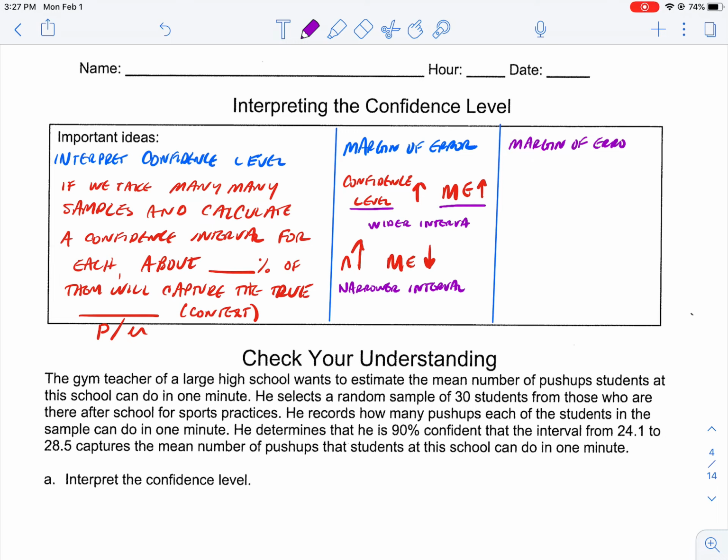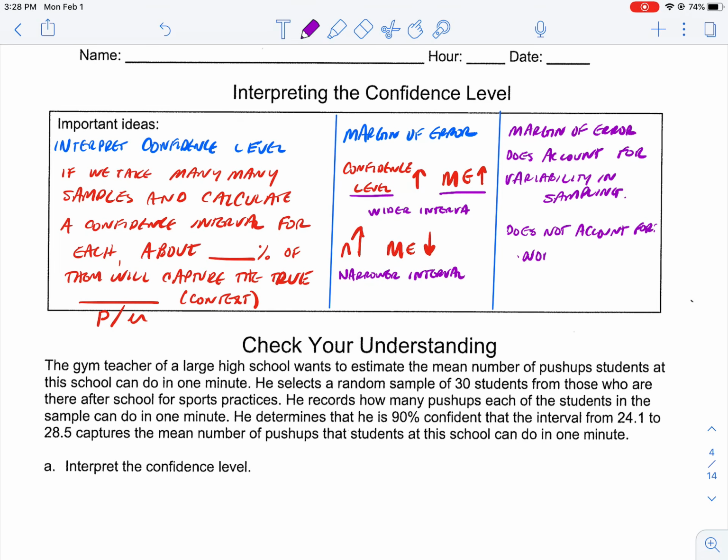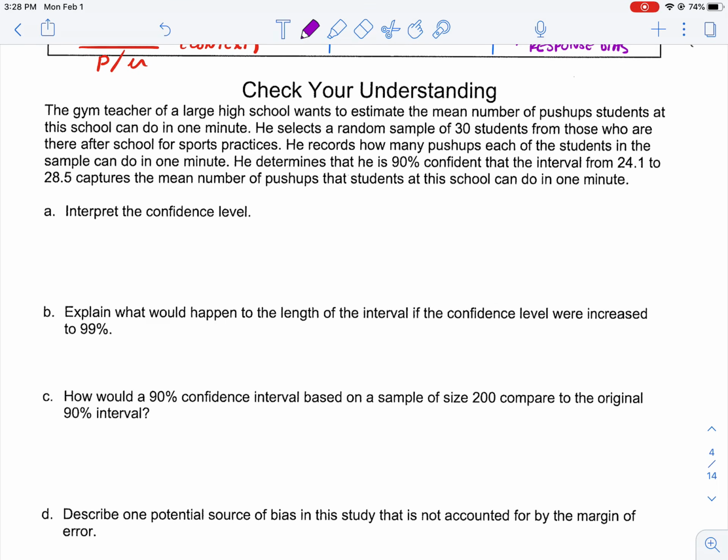A little bit more about margin of error. The margin of error does account for sampling variability. But it does not account for these three things: 1, non-response. 2, undercoverage, and we're going to talk about that in just a minute. Or 3, response bias. Okay, so margin of error does account for variability in sampling, but it does not account for non-response, undercoverage, or response bias. Let's do an example here.